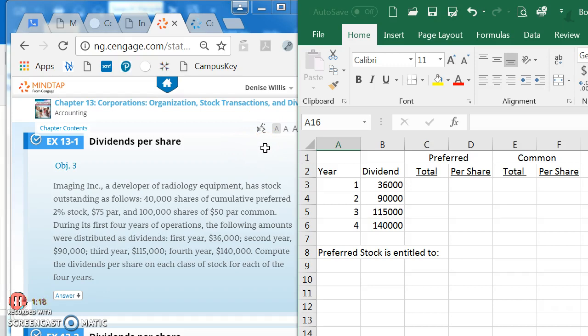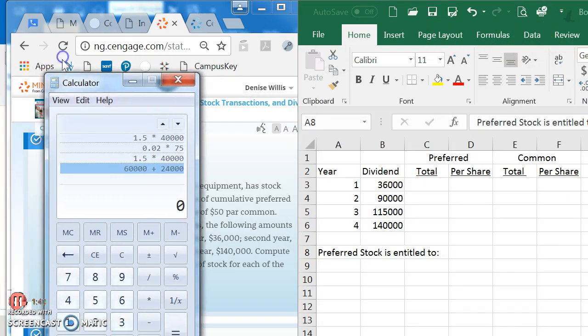The very first thing I want to do is I need to determine what is the amount the preferred stock is entitled to in any given year before common gets anything. Now, we said that we have 40,000 shares of cumulative preferred 2% $75 par stock. So let me bring up my calculator here. To get the amount per share that they are entitled to for preferred, we're going to take the 2% and multiply it times the $75 par. So on a per share basis, they are entitled to $1.50 before common can get anything.